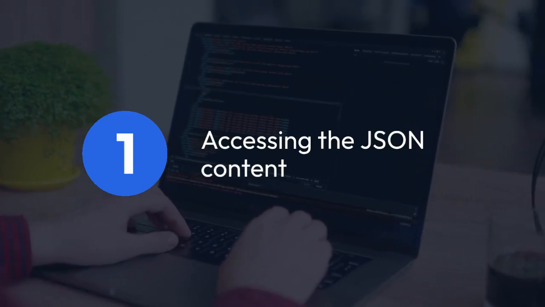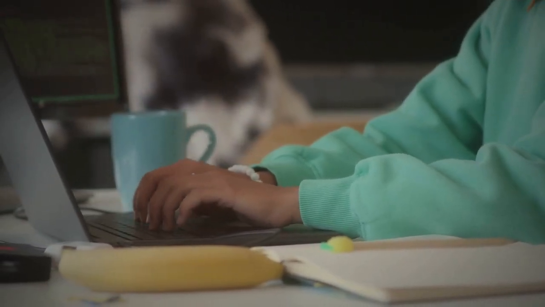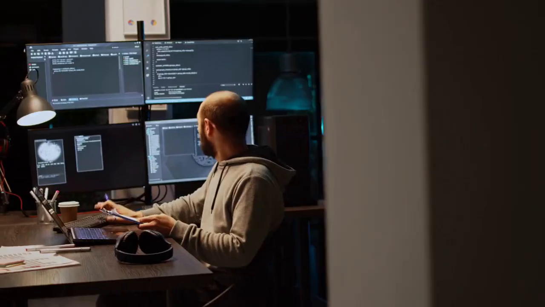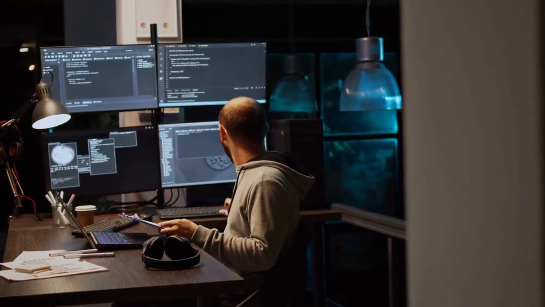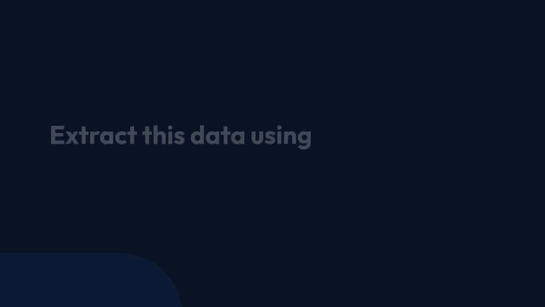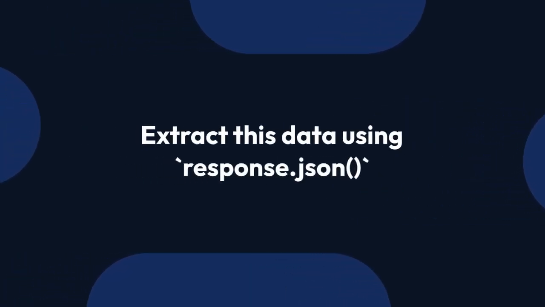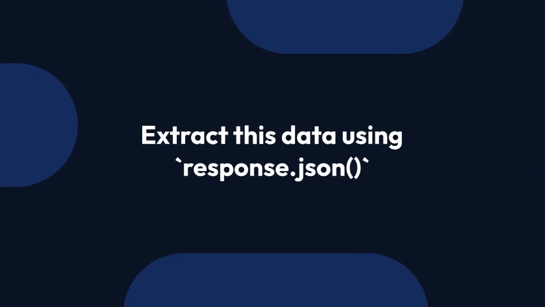1. Accessing the JSON content. The key is to use the json method provided by the requests library. This method parses the response content and returns a Python dictionary or list, depending on the structure of the JSON data received from the server. So, instead of trying to convert the response object itself, you should first extract this data using response.json().